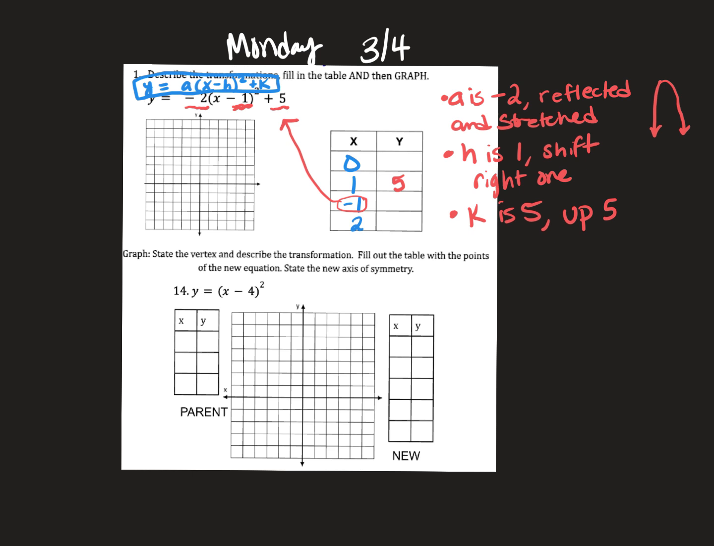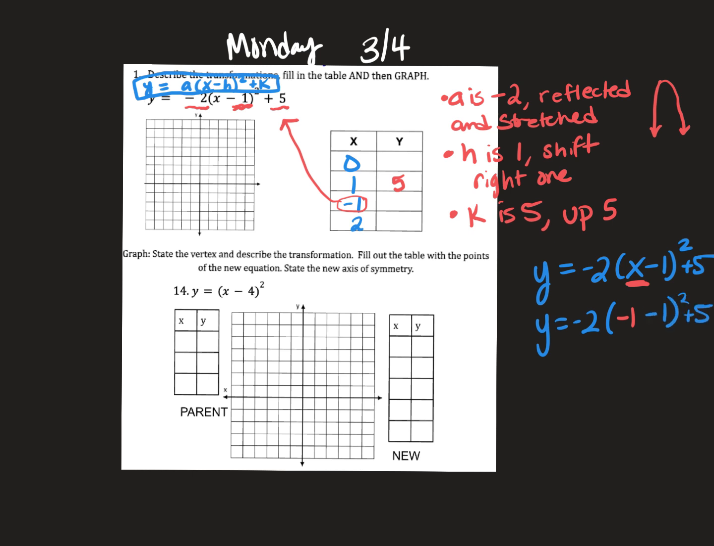If it feels like a lot of work, that's probably because you haven't done a lot of work. So you've got to put in the work now. So I'm going to plug it in. My original is y equals -2(x - 1)² + 5. Now I'm going to plug in -1 right there where the x is. So let's rewrite it: y equals -2(-1 - 1)² + 5.